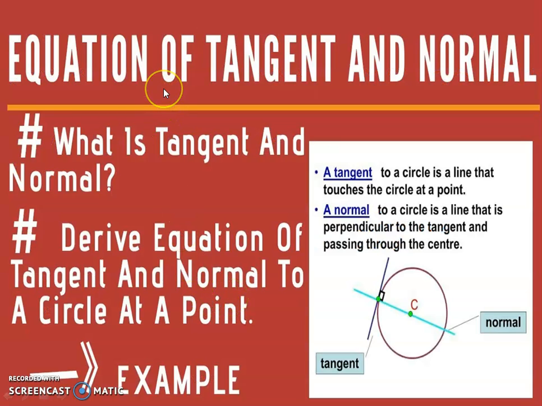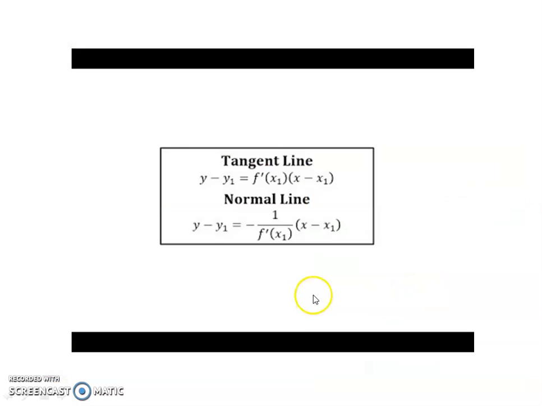Most useful, in the previous lecture we discussed the equation of tangent and normal. My question, what is the tangent and normal? Derive the equation of tangent and normal to the circle at a point. Here, a tangent to the circle is a line that touches the circle at a point. Normal is the line which is perpendicular to the tangent passing through the curve. In this way, it is normal and it is the tangent. It is easy to understand.